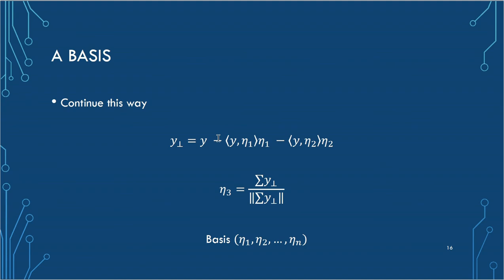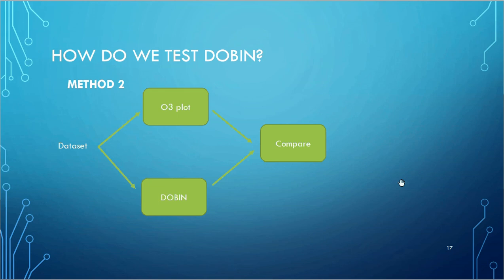And we continue this way. For the third vector, we take the part parallel to eta 2 out, and then we continue this way and we get eta 3, and so on, and we get the full basis. So that's the mathematical foundation for DOBIN. All the maths is finished after that. So how do we test DOBIN?